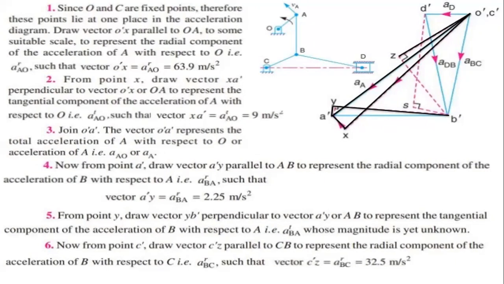Then we need to find the component as 9 meters per second square. Then join o dash a dash, which represents the total acceleration of A with respect to O.